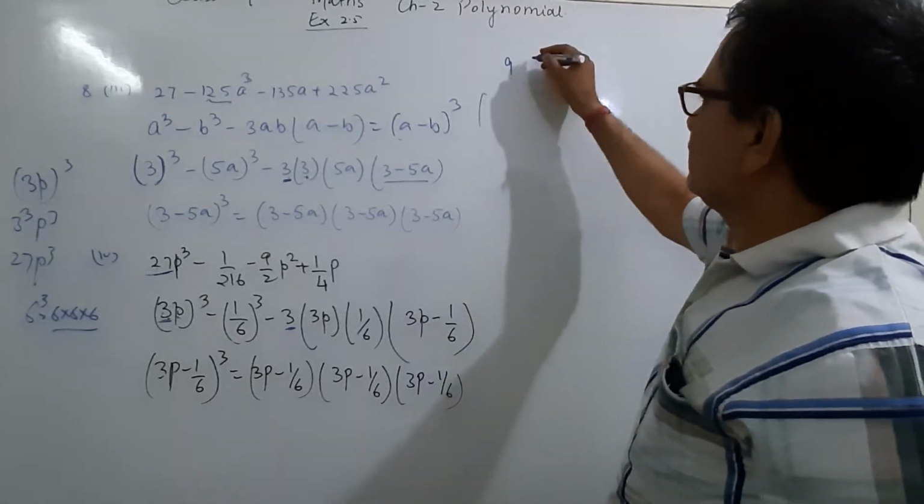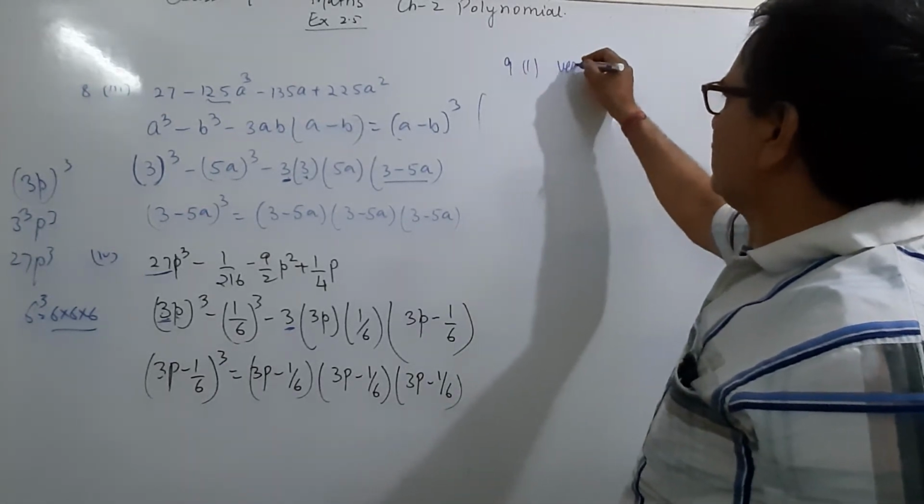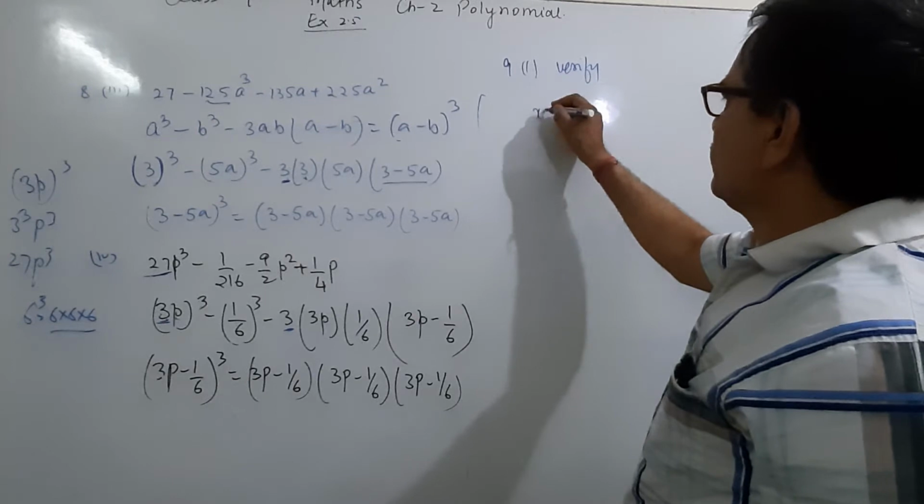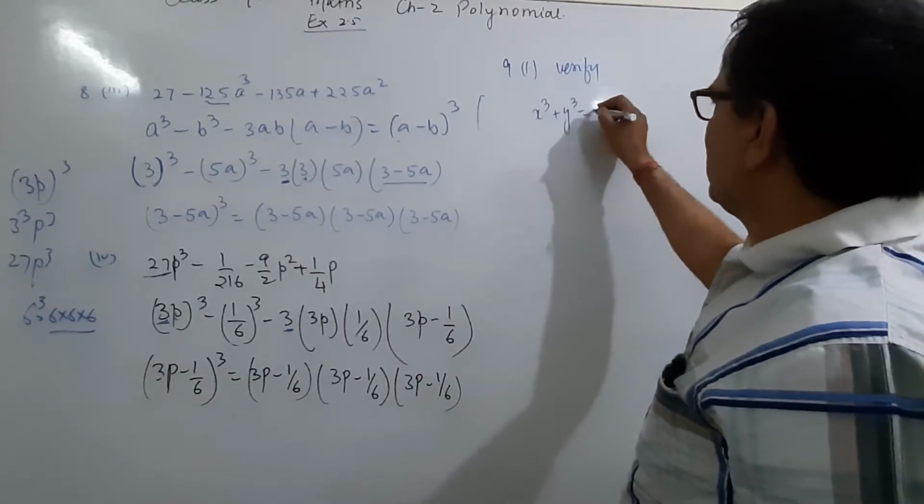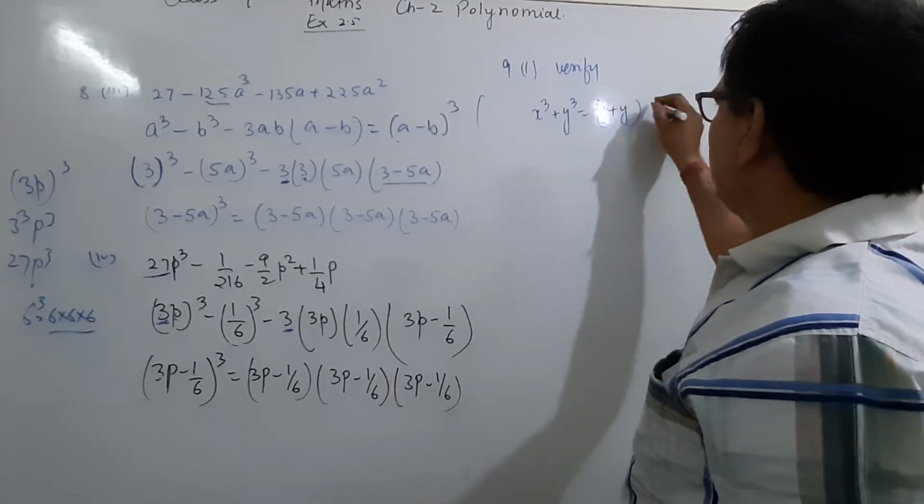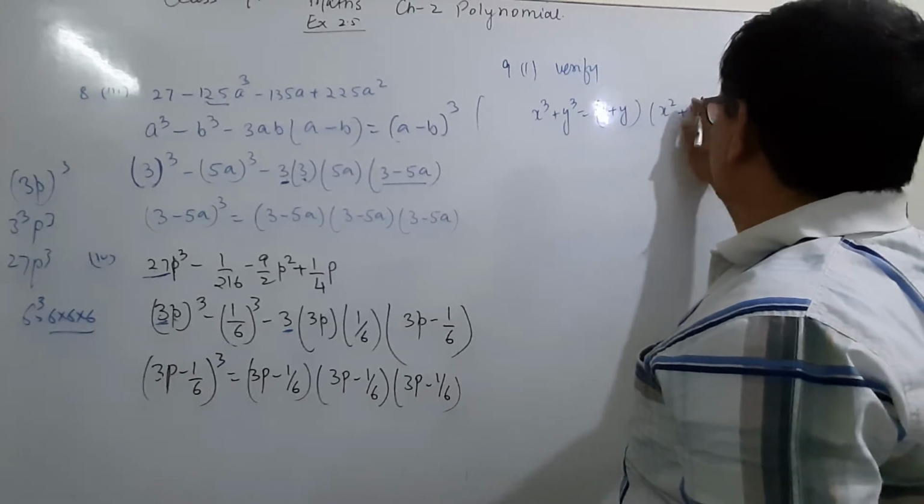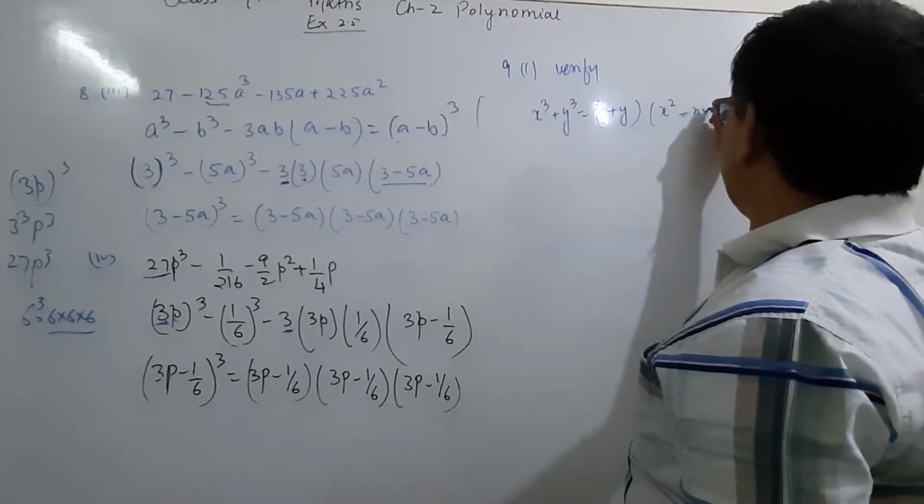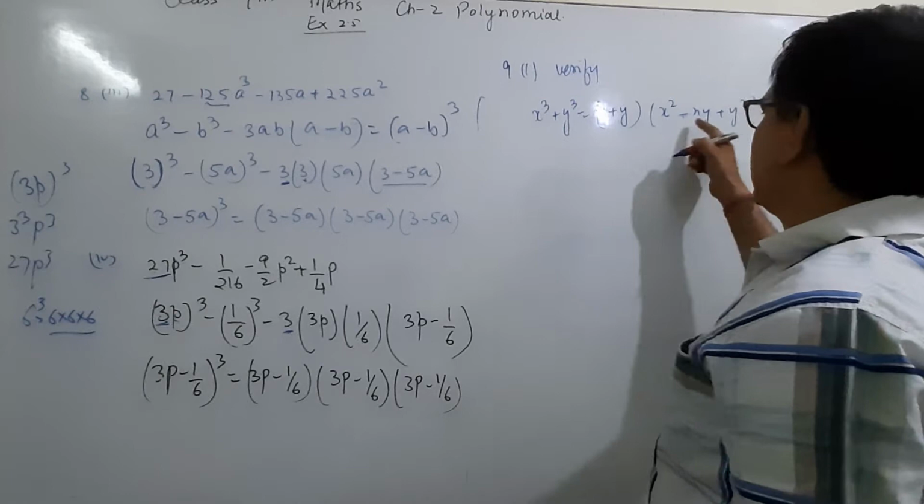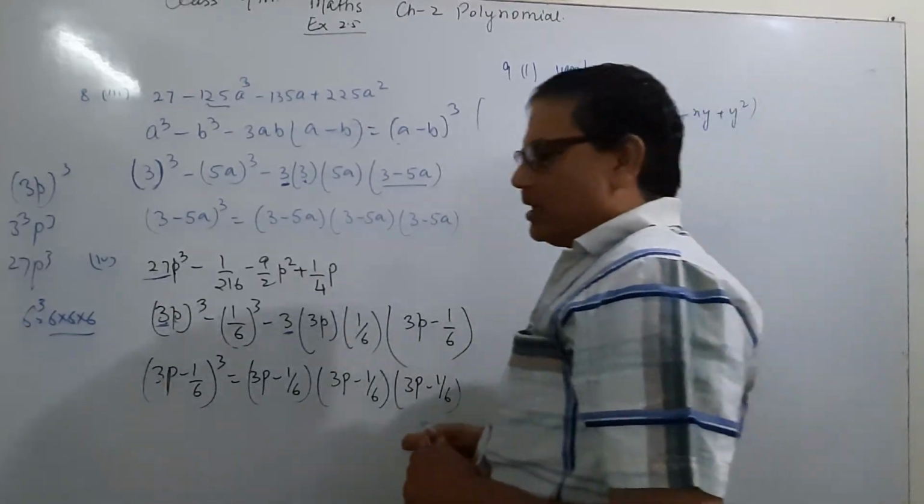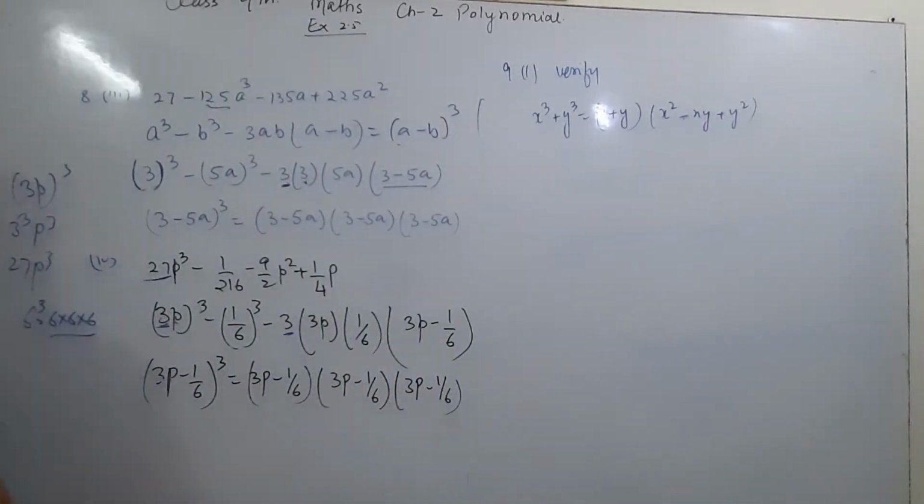Question number 9, first part: verify that x cube plus y cube is equal to (x plus y)(x square minus xy plus y square). This is the 9th part.